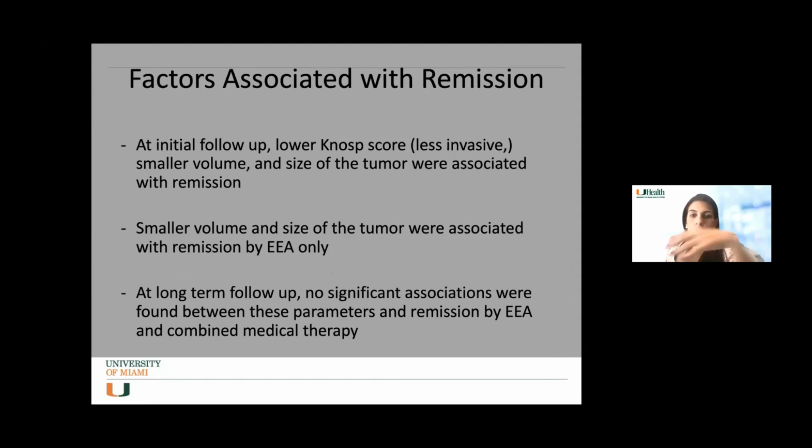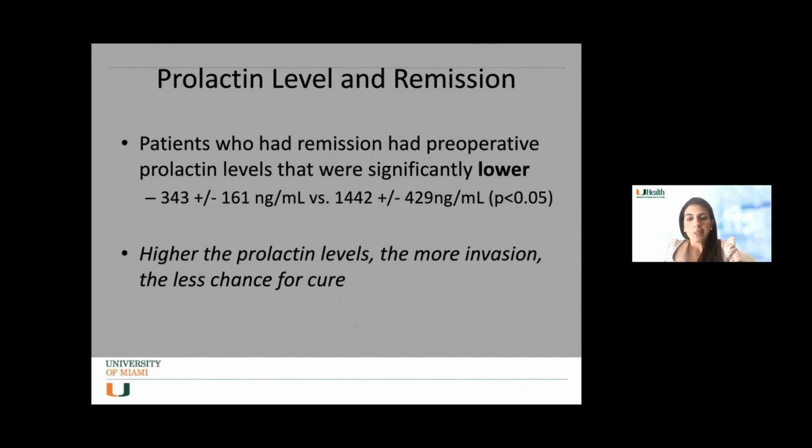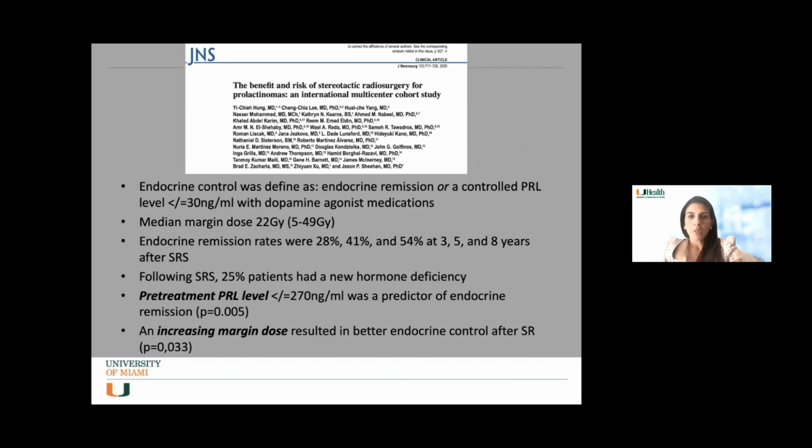And lower Knosp scores, less invasive, are also going to be associated with improved remission. And the other thing, just like ACTH, your preoperative prolactin levels being lower is also going to lead to improved remission. Again, making sense. Higher level of prolactins, more invasion, less chance for cure.